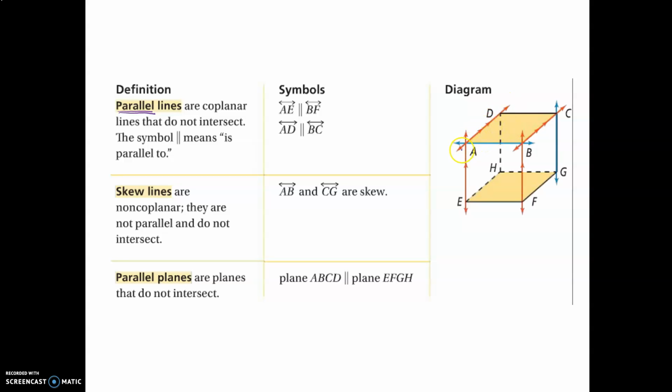DA, see that red line? DA should be parallel to BC. And notice they're both on that top plane. So they're both coplanar. They're never going to touch, so you would call them parallel.